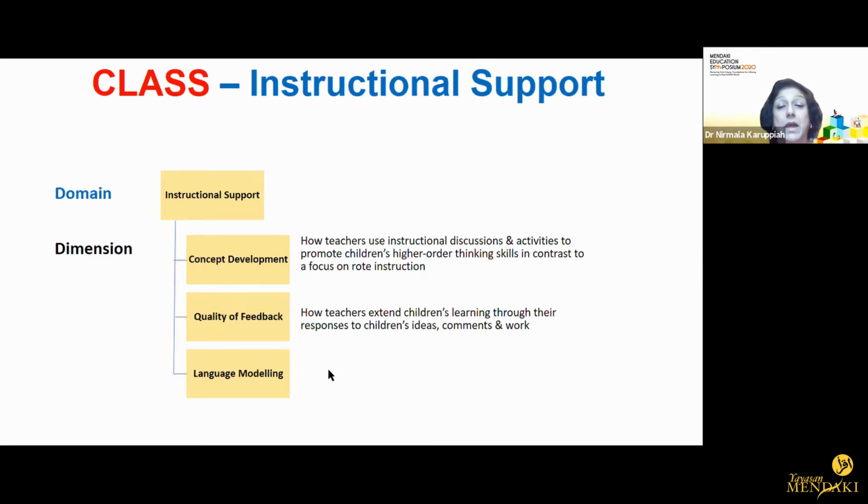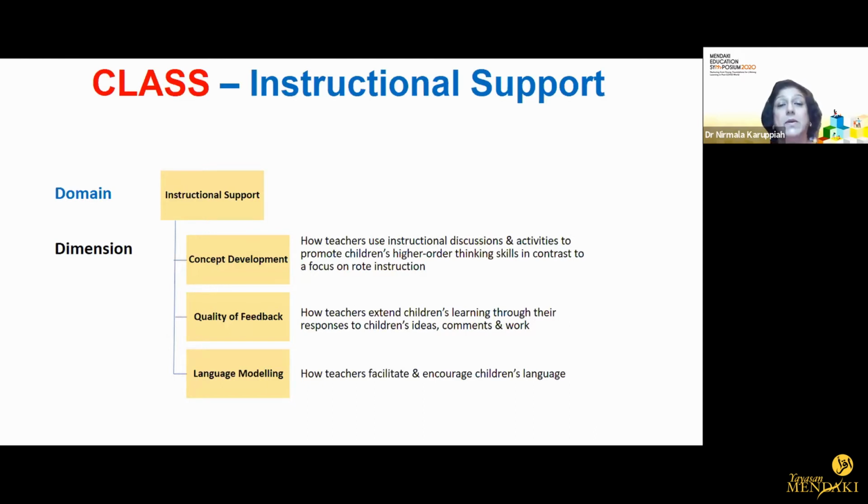Language modeling. How do teachers facilitate and encourage children's language? This is also very important because children are observing teachers on how they talk and their body language. So we need to ensure that we model good language so that children pick up the right way of speaking, of presenting, and all.